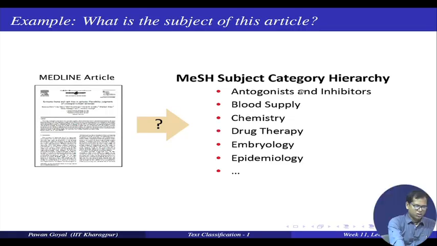So here, for example, the categories can be antagonists and inhibitors, blood supply, chemistry, drug therapy, embryology, epidemiology. All these are different categories that you have in your MeSH hierarchy. Given a scientific article, you want to put it in one of these categories. So this is again a classification problem. All these categories are your classes, and given a piece of text, you want to find out what category it matches to. So you immediately start seeing that text classification is a very wide problem, and different applications you can always convert to some sort of text classification problem.